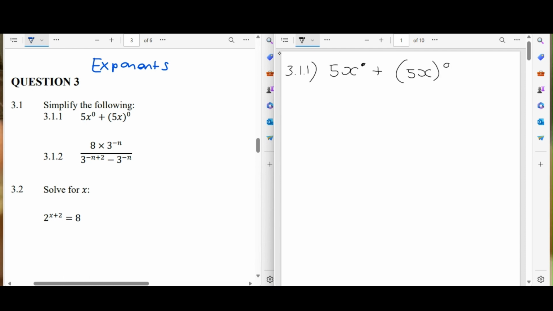We need our exponent laws for these. The first thing that we need to know is this one, anything to the 0. I'm just going to say a to the 0. Anything to 0 is 1. It doesn't matter, even if it's 1,000 to the power of 0, that gives you just 1. That is your exponent law.